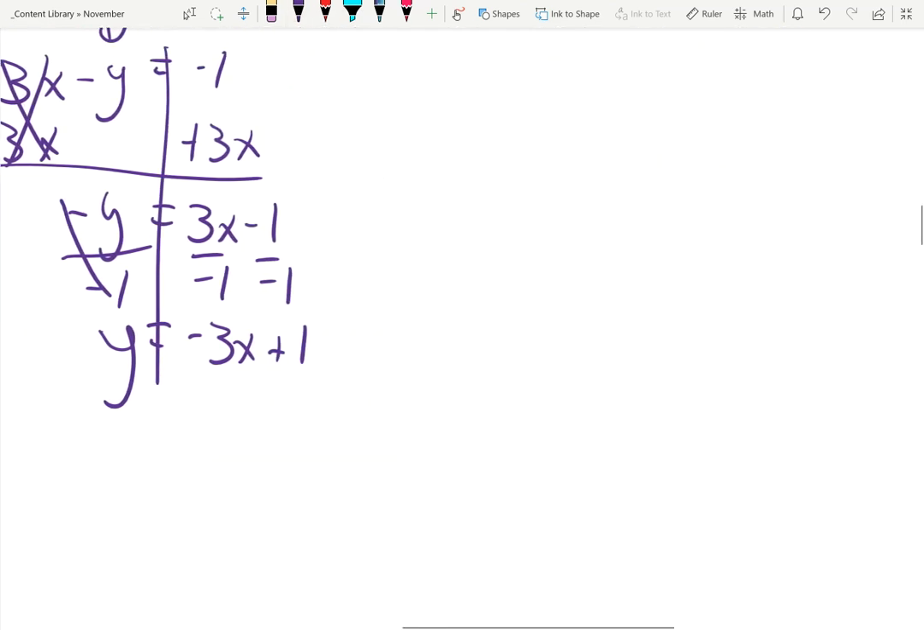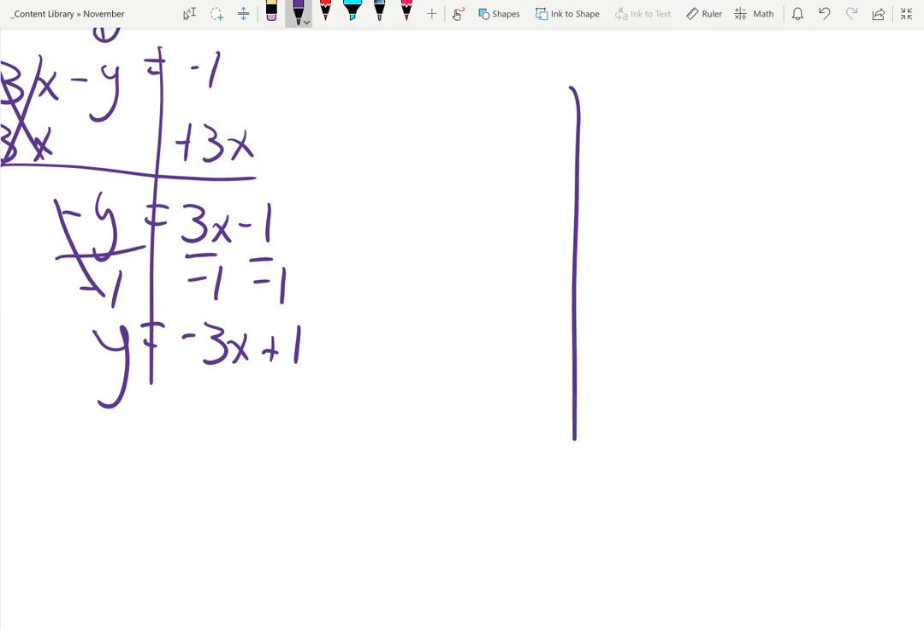So I'm going to have to draw my own graph. Sorry, I'm using up so much space. Okay, 1, 2, 3, 4, 5, 6, 7. 1, 2, 3, 4, 5, 6, 7. It doesn't have to go to 7, that's just what fits here.